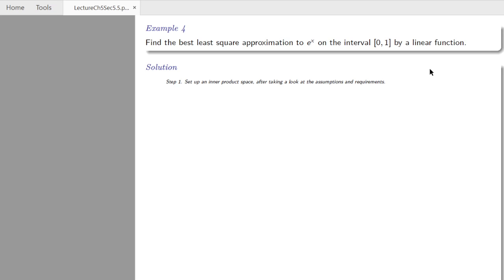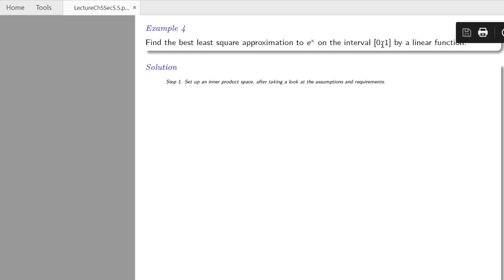To solve this question, first of all, we need a set of inner product space. Now, how to set inner product space here? For this, we can say we have e to the power x. So this is for sure a function. This is a continuous function. And also, at the end, we say a linear function. A linear function is also a continuous function. And then the function we want to talk about is on the interval from 0 to 1.